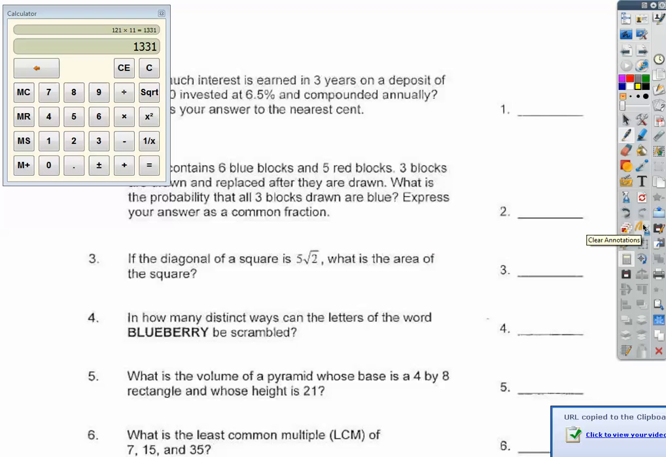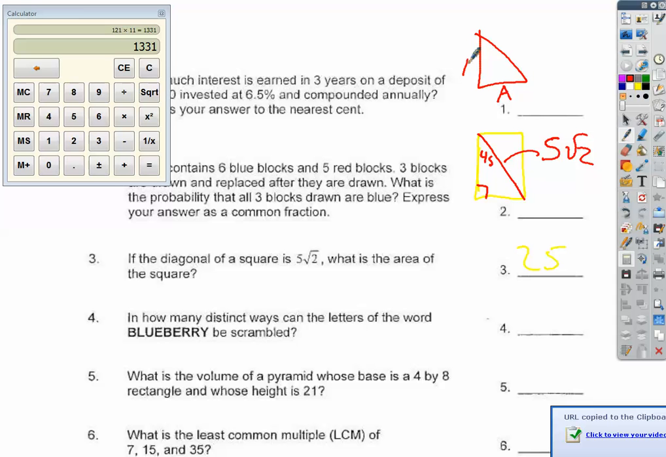If the diagonal of a square is 5 root 2, what is the area of the square? It's 25. It's 25 because of exactly what I told you today about the 45-45-90 right triangle. So here's now 45, right? And this is 5 root 2, right? So if I look at this triangle, this is a, this is a, this is a root 2. So obviously that number in front of it is the side length. 5 times 5 is 25.